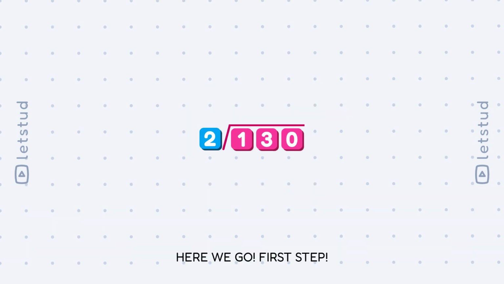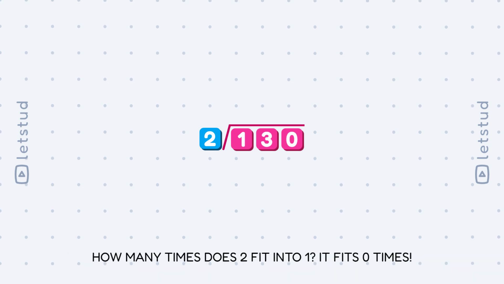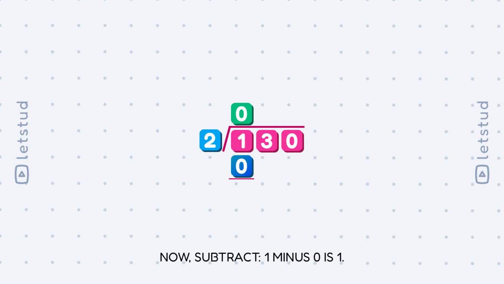Here we go, first step. We look at the first digit of 130, which is 1. We'll use this digit for now. How many times does 2 fit into 1? It fits 0 times. Let's check. 0 times 2 is 0. Now subtract. 1 minus 0 is 1.